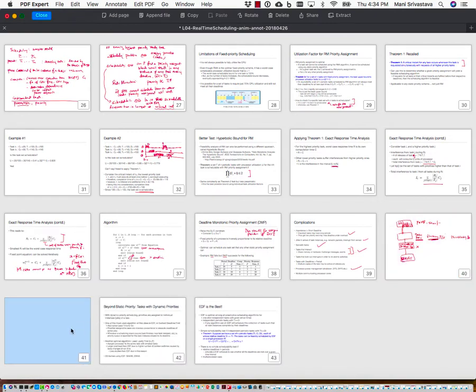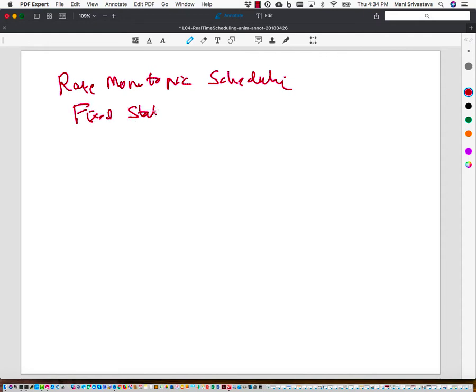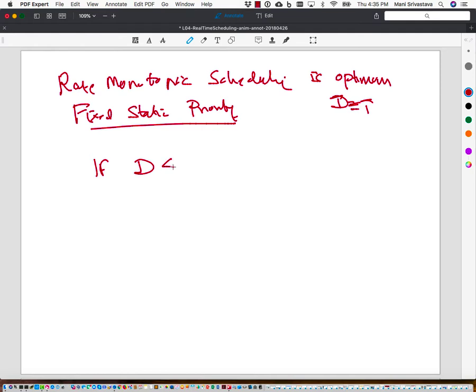So, quick recap from last time. We talked about rate monotonic scheduling and fixed static priority. Basically, we said if you have a fixed static priority preemptive setup, rate monotonic is optimum when deadline equals period. And if deadline is less than or equal to period, then the generalization is deadline monotonic. It's basically saying make your priorities proportional to the rate, or proportional to the inverse of the deadline. The closer the deadline, the higher the priority should be.